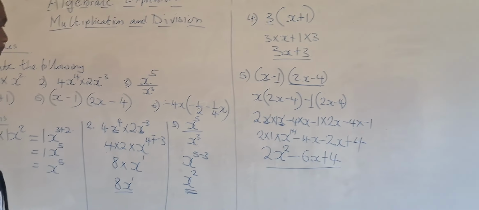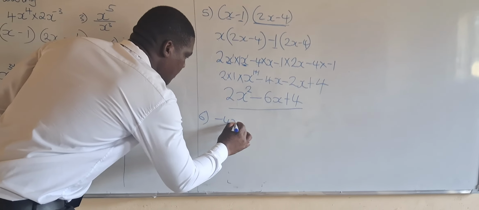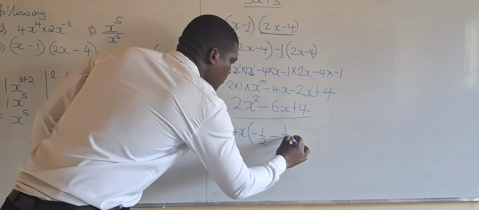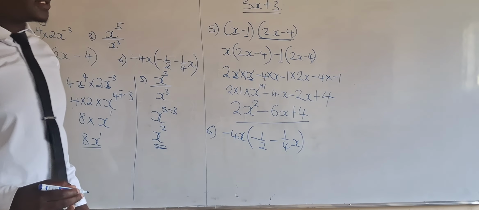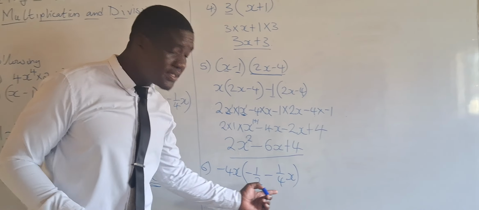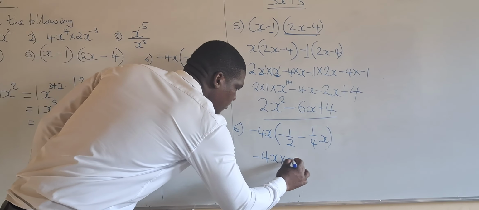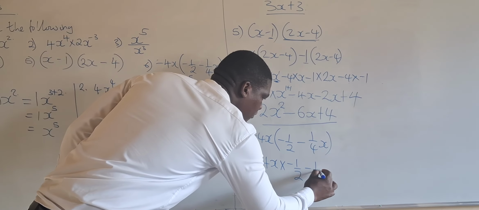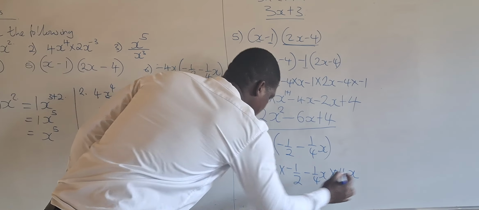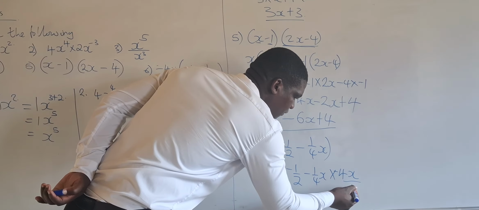We are moving to number 6. The last question, we are saying minus 4x times, open bracket, minus half minus 1 over 4x. Right. We are saying minus 4x multiplies everything inside this bracket. So we write like this, minus 4x times minus half, minus 1 over 4x times minus 4x. This minus 4x is same as minus 4x over 1.